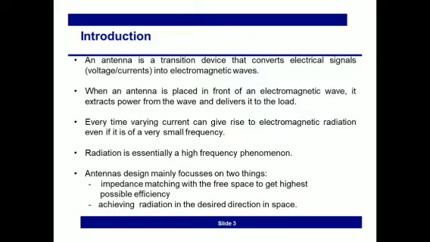Also, all of you know that antenna is basically excited by acceleration of electric charges. That means every time varying current can give rise to electromagnetic radiation, even though the frequency of this radiation can be very small. Now radiation is basically a high frequency phenomenon. So the higher the frequency, the more the acceleration and the stronger the radiation is. As we go to lower frequencies, the radiation becomes weaker and weaker, and at DC we get no radiation.